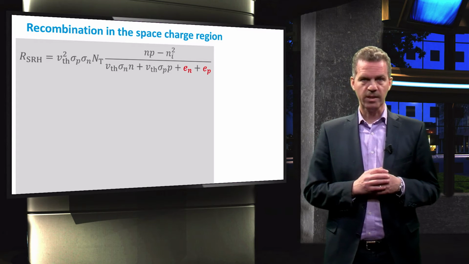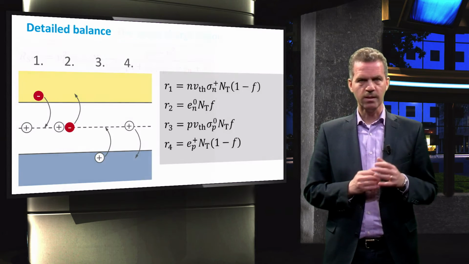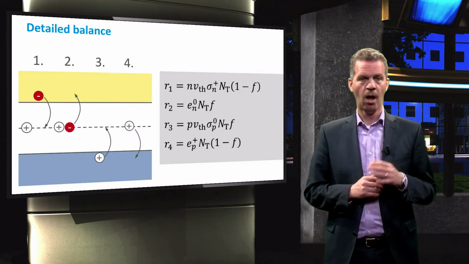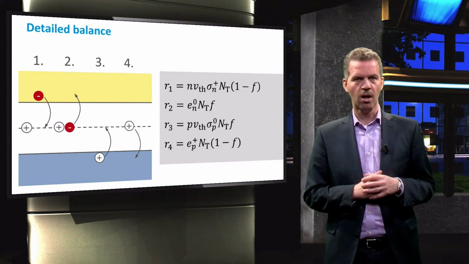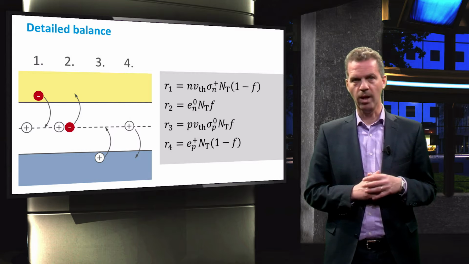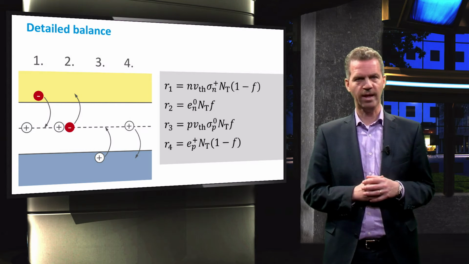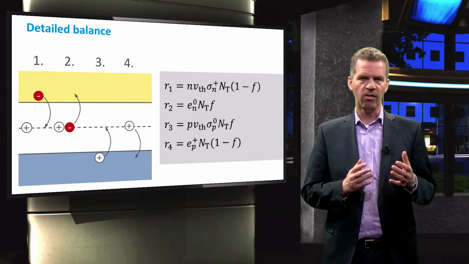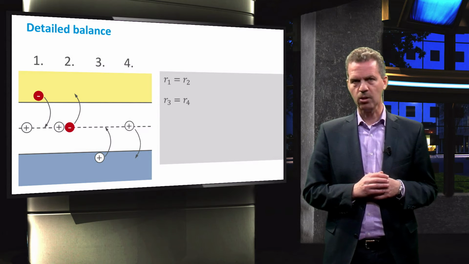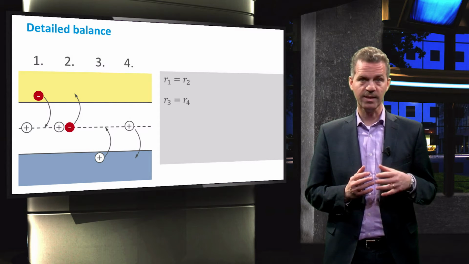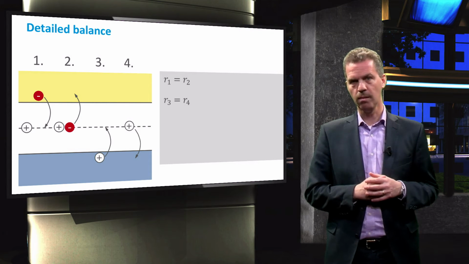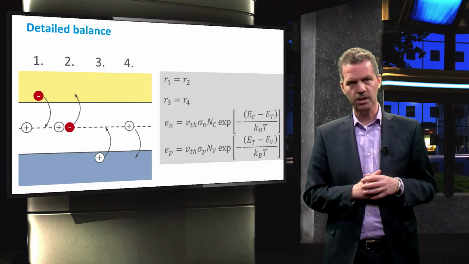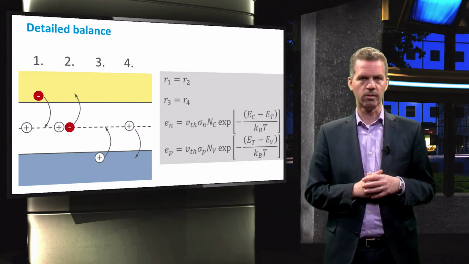To get a somewhat better understanding of these coefficients, we revisit the rates of the different processes that govern SRH recombination. The first and the third process are related to the capture of charge carriers, whereas the second and the fourth process reflect the emission. Now we will consider thermal equilibrium. In that situation, we can apply the concept of detailed balance, which states that the capture and emission processes must be equal. Using this concept and applying the Boltzmann approximation, the emission coefficients can be worked out.